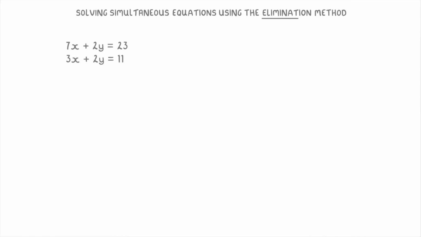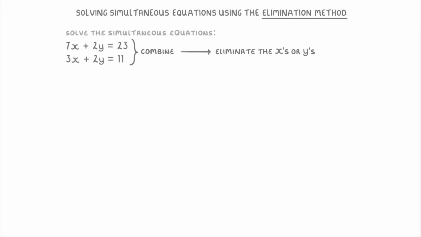The basic idea with the elimination method is that we're going to try and combine these two equations into just one equation. But importantly, when we do that, we're going to try to eliminate either the x's or the y's at the same time, so that we only have one unknown variable left in our equation. For example, because both of these equations have two y's, if we subtracted this whole second equation from the first one, then we'd eliminate the y's, because 2y minus 2y equals nothing. And then we'd only have the x terms and the numbers left, so we'd be able to solve it.